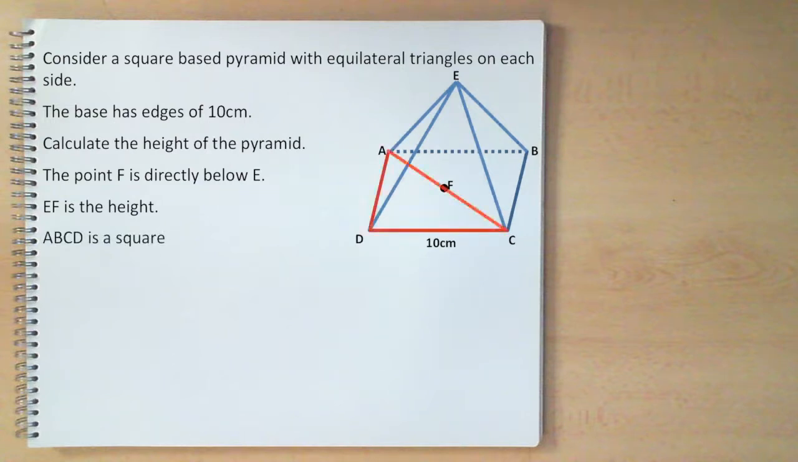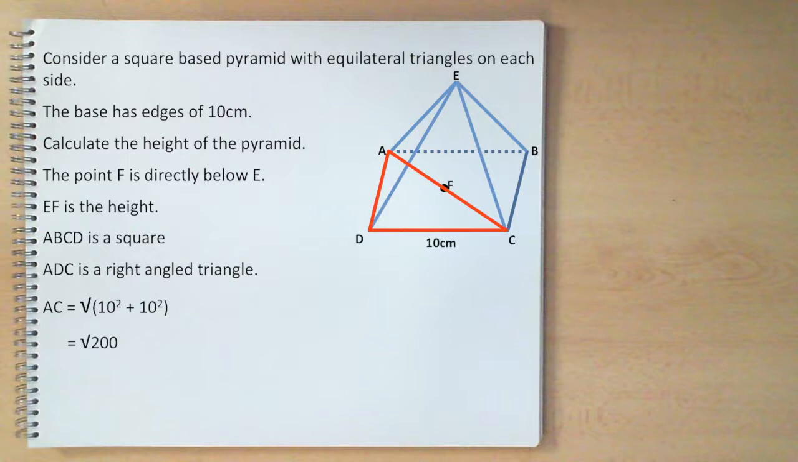Now we know that ABCD is a square. So if we draw a triangle there, the triangle ADC is right angled. And we know that the sides of that triangle are 10 centimeters. And we can use Pythagoras to work out the distance from A to C. So AC is the square root of 10 squared plus 10 squared, and that's the square root of 200. And the distance from A to F, the centre, is going to be half of that distance, and half of the square root of 200 is the square root of 50.